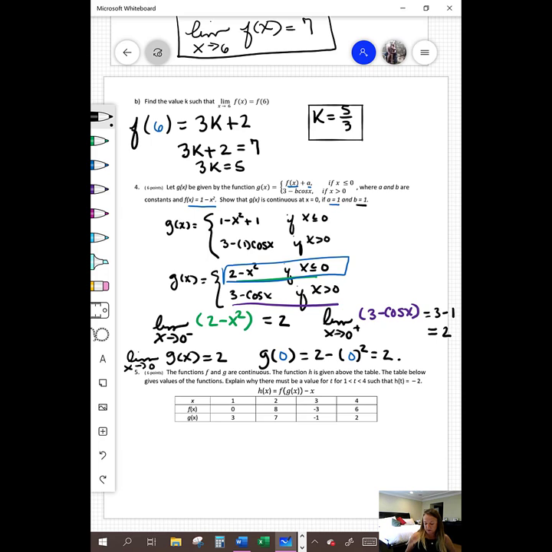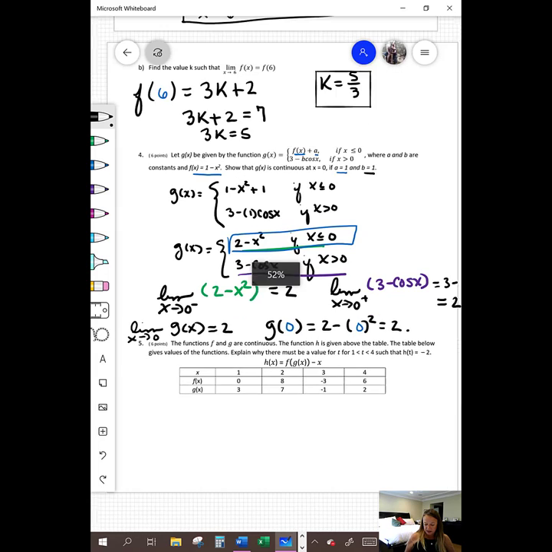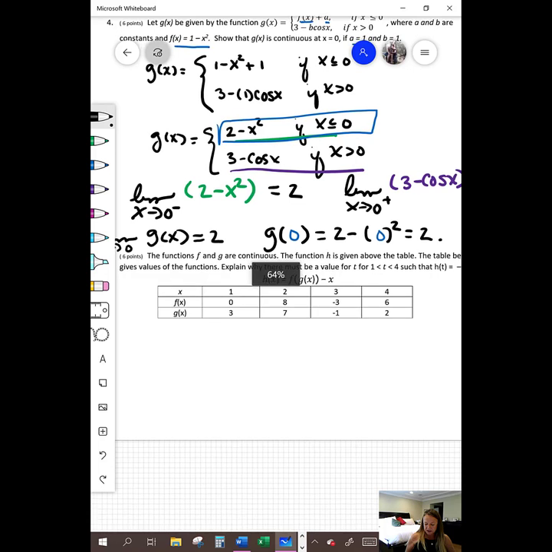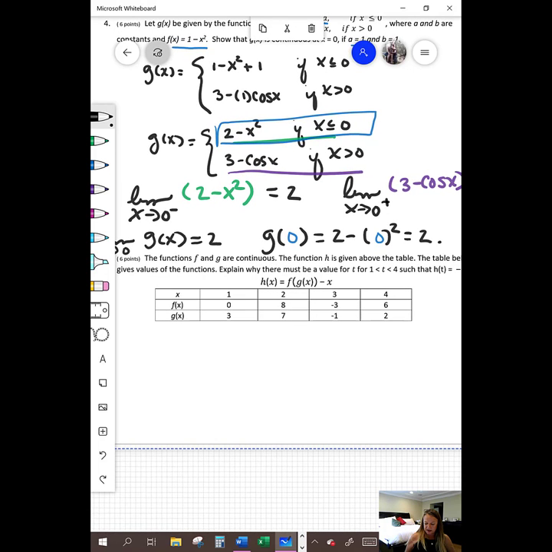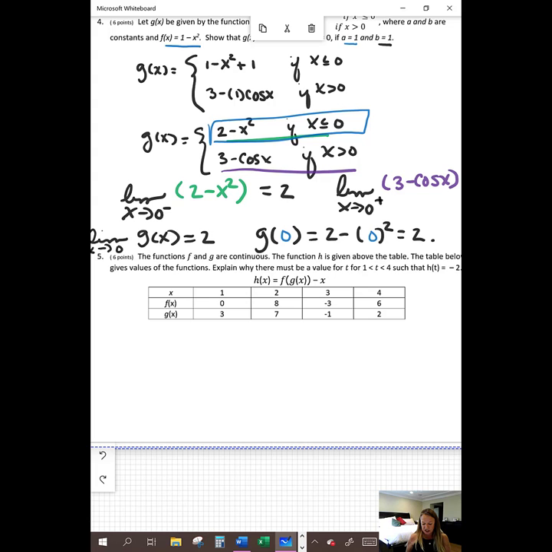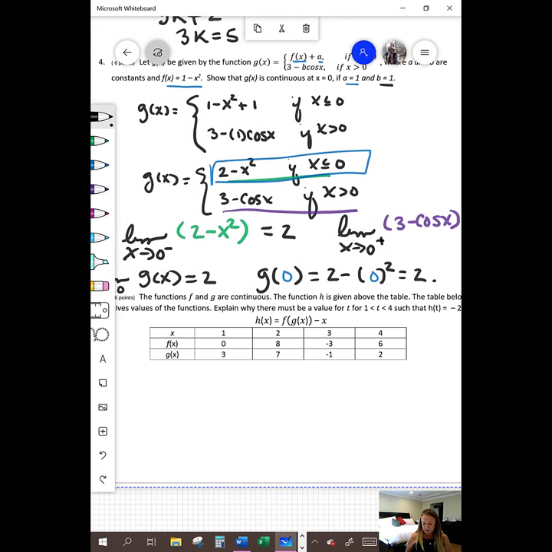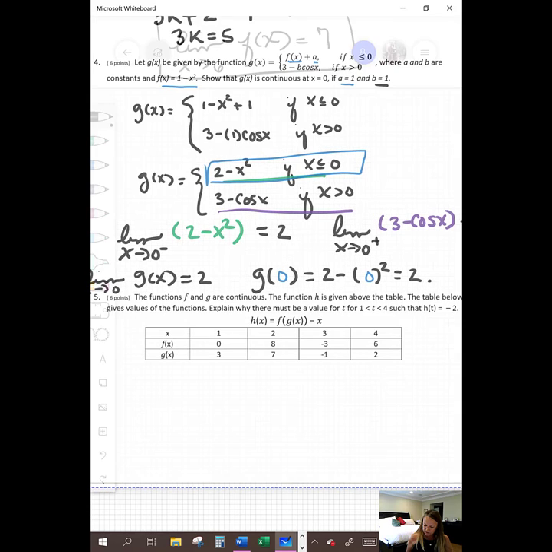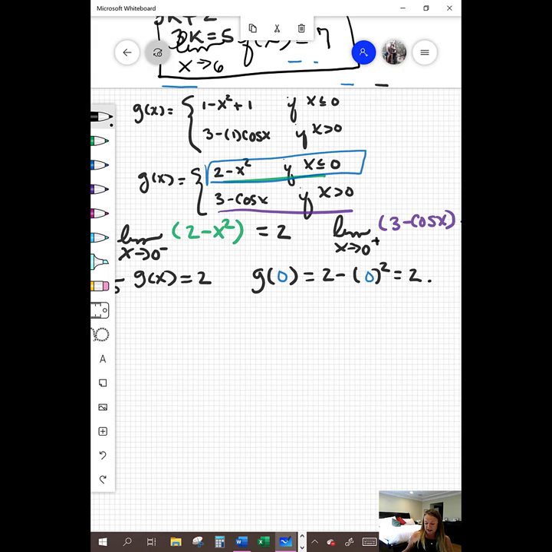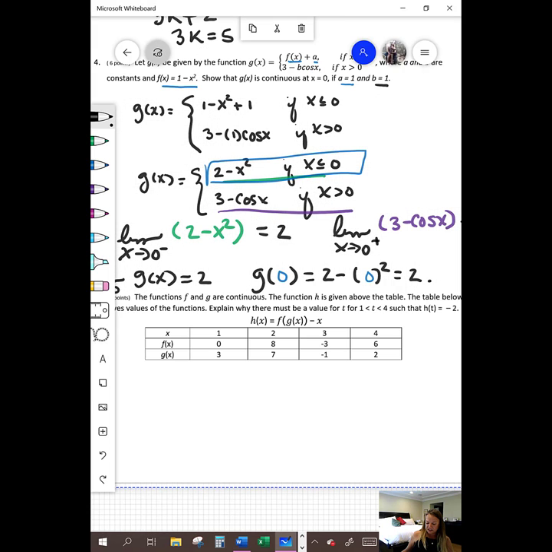And then the last problem on this portion of the exam, we want to use the following table to answer. And so they give us that the functions f and g are continuous. They say that the function h is given above the table. And we want to explain why there must be some value t in the interval between 1 and 2 such that h of t would be negative 2.